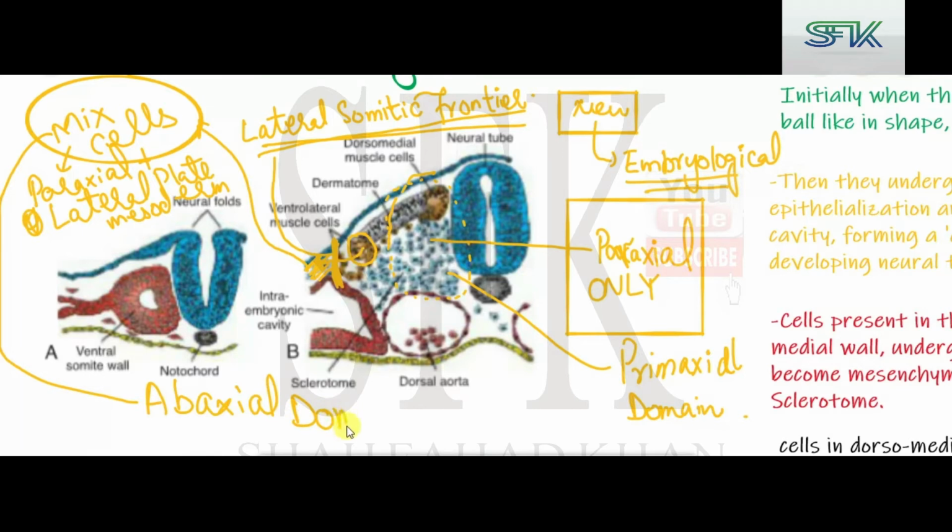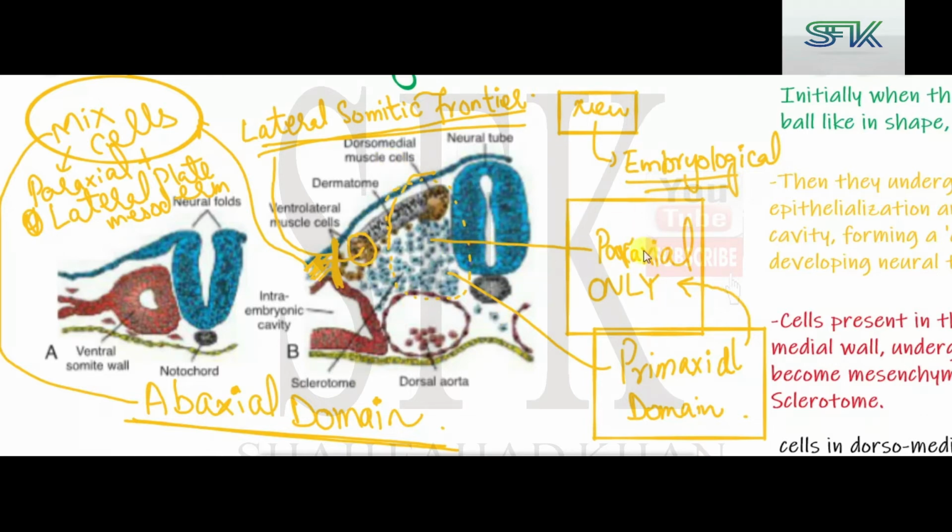Abaxial domain. So according to this concept, the muscles develop by dividing themselves into these two domains, the primaxial domain and the abaxial domain. The primaxial domain contains cells only from the paraxial mesoderm, whereas the abaxial domain contains a mixed population of cells from the two types of mesoderm: from the paraxial mesoderm, to be more specific from the ventrolateral myotome, and from the lateral plate mesoderm, to be more specific the somatic layer of the lateral plate mesoderm.